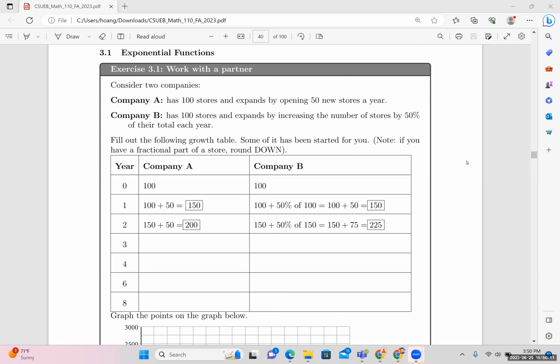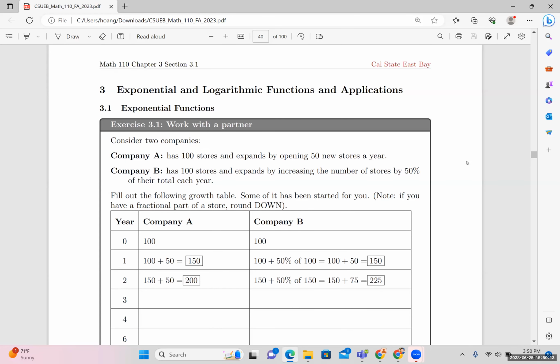Okay, so we are in chapter 3 now. In chapter 3, we're gonna talk about exponentials and log functions and applications. So we did talk about in chapter 1 and chapter 2 about two kinds of functions, which are linear functions and quadratic functions. I would like to introduce another kind of function, which is called an exponential function.